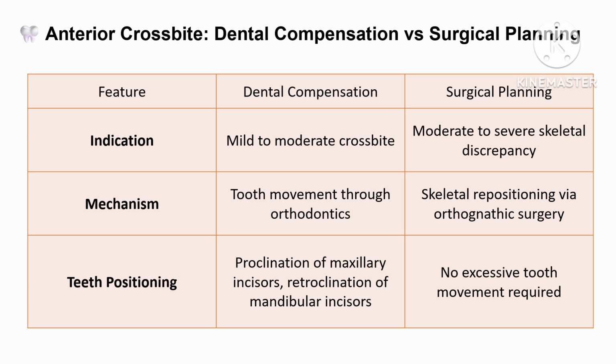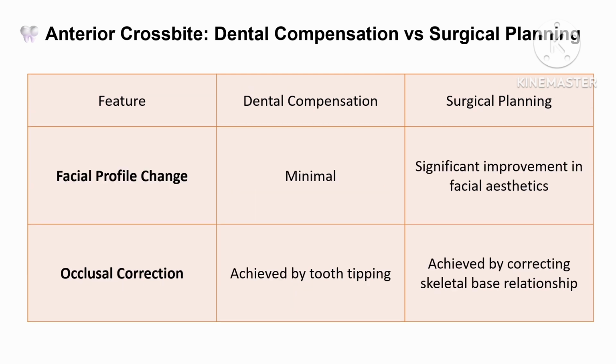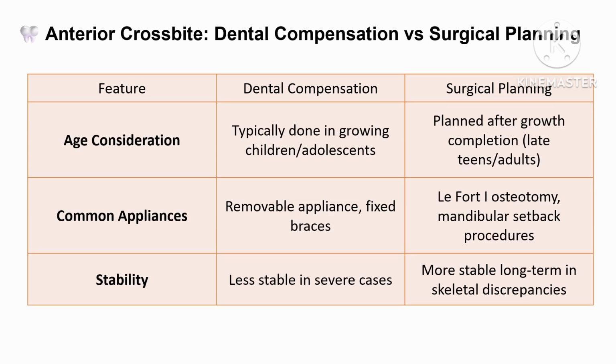Here the issue cannot be corrected just by moving the teeth, so we have to go for procedures like Le Fort 1 osteotomy or mandibular setback surgery. In dental compensation, we use orthodontic appliances such as removable plates or fixed braces, and this approach is more common in growing patients. Surgical correction is usually reserved for adults once growth is completed, and it brings significant changes to the facial profile. Although it is more invasive, the results are more stable, especially in cases with a strong skeletal component.